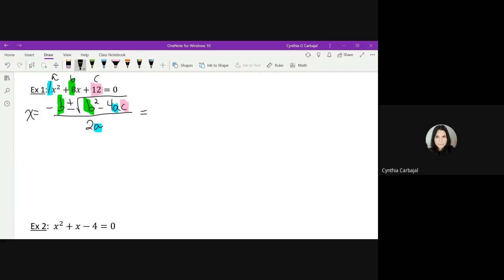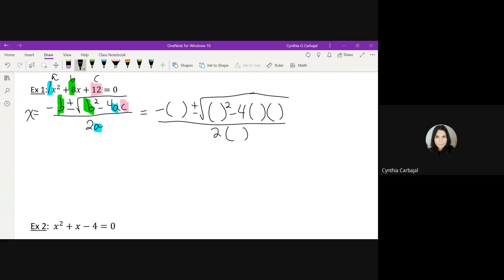Now be careful because a lot of people forget that there's a negative b in front of that b. So I'm going to put negative b plus or minus the square root of b squared minus 4, and then I'm also going to substitute in for the a and the c, and then all of it is going to be above the 2a. This is how I suggest you do it. Wherever there's a variable, you put parentheses, and then you substitute in the values.